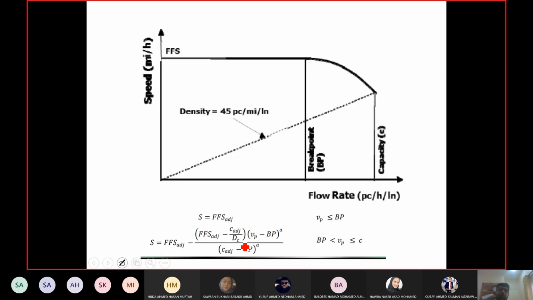Coming back to the speed flow curve. We are going to use this curve for calculating capacity and level of service. In this curve, speed is on the y-axis, flow on the x-axis, flow in passenger cars per hour per lane, speed in miles per hour. This is the point of capacity. The last point of the curve is capacity. After capacity, the curve is discontinued. So we know the value at this point is known as capacity. We also know the value of speed at this point, which is free flow speed.